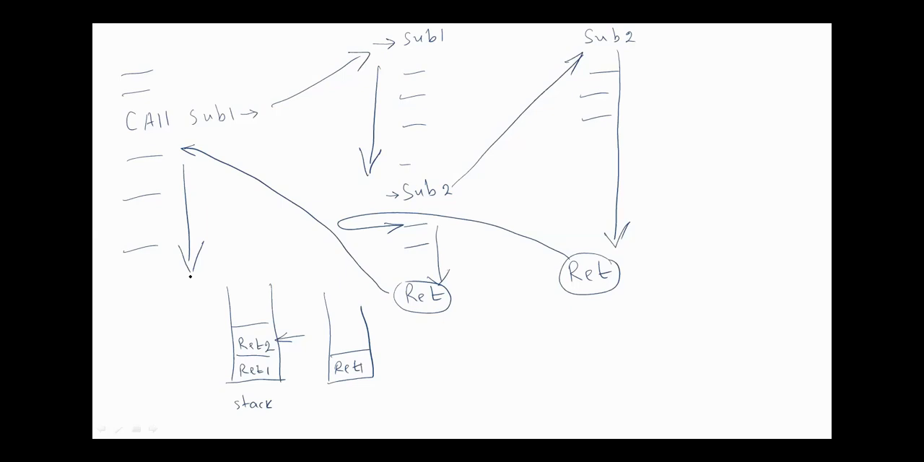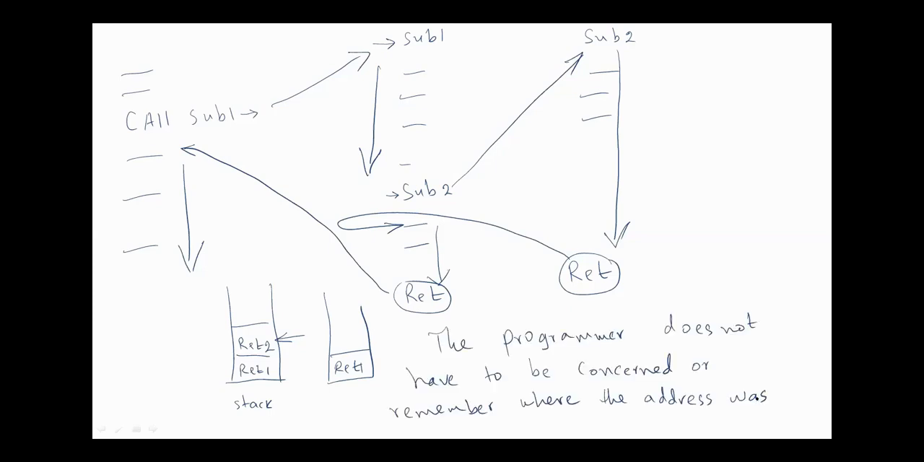By using a subroutine stack, all return addresses are automatically stored or pushed by the hardware in one unit. The programmer does not have to be concerned or remember where the address was stored. Using a stack to implement the subroutine calls and returns, it's also possible to implement a recursive subroutine, which is a subroutine that calls itself. And this was not possible if we, for example, use one register to hold the return address.